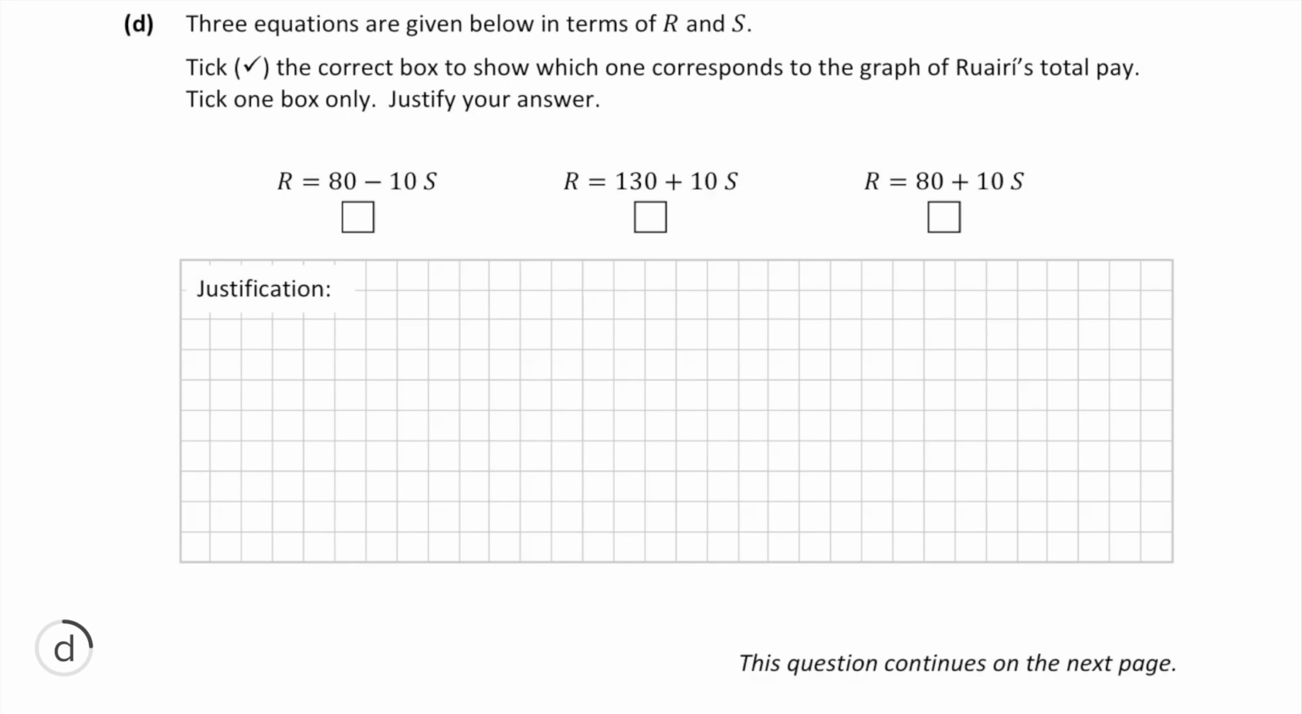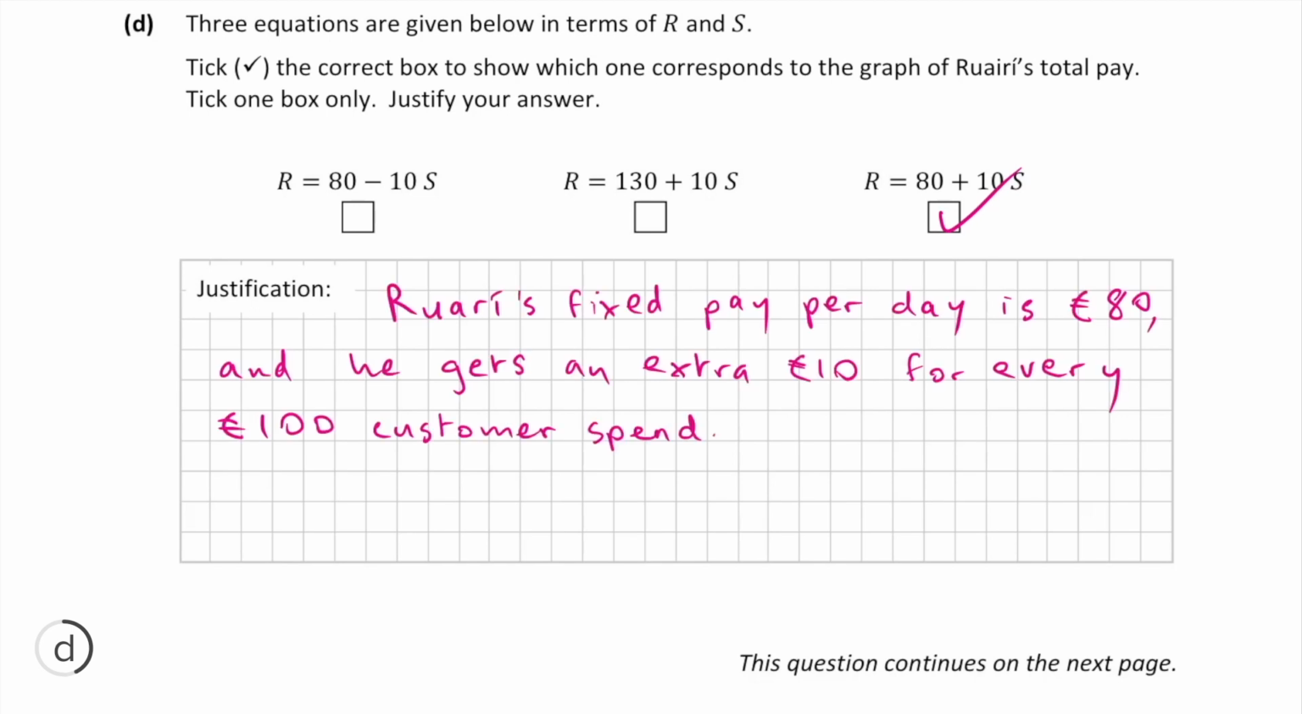So with that in mind, taking another look at our options, we know that it can't be the first one because that would imply that his pay gets less the more the customers spend. It also can't be the second one because in that case he'd have a fixed pay of 130 euro. So therefore the correct answer is R is equal to 80 plus 10S. So our justification for this is that Rory's fixed pay per day is 80 euro and he gets an extra 10 euro for every 100 euro customer spend. And that's where we get the formula R is equal to 80 plus 10S.